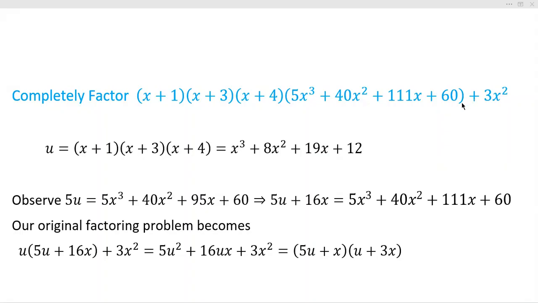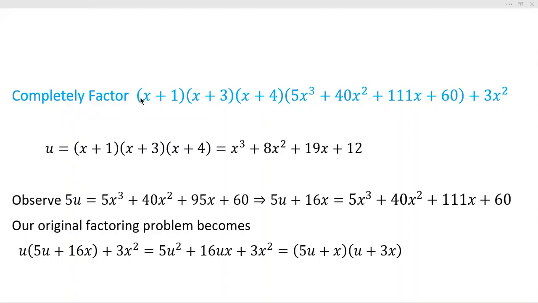Now, one way to look at this is just to take a look at this piece right here. Notice we have 5x cubed and 60 right here. Well, right over here we have x cubed. When you expand this out, you have x cubed, and then we have 12. Now, 5 times 12 is 60, so you might think there's a chance to use this as a substitution. And that's what we do on the very next line right here.